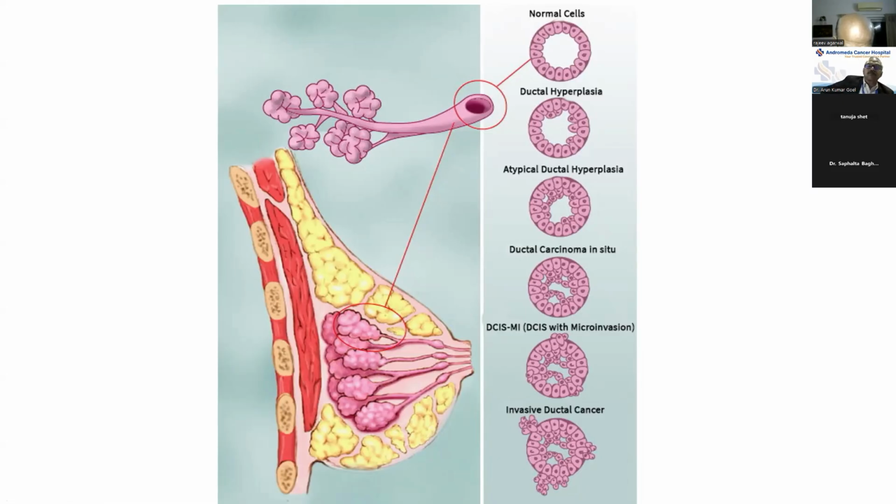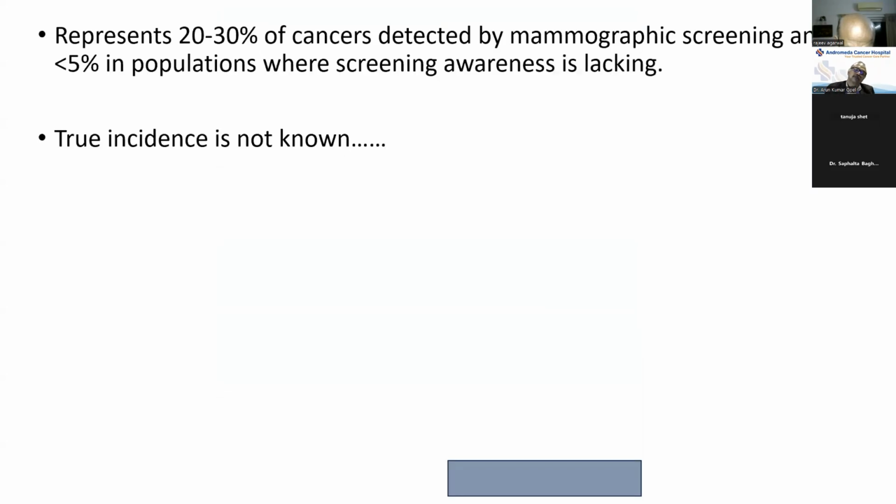DCIS per se is a malignant epithelial proliferation in the ductal lobular system, whereby the myoepithelium and the basement membrane stay intact. The true incidence is not known. However, with the advent of screening programs and screening awareness, the incidence of DCIS has risen to 20 to 30% of all breast cancers in areas where active mammographic screening is taking place.